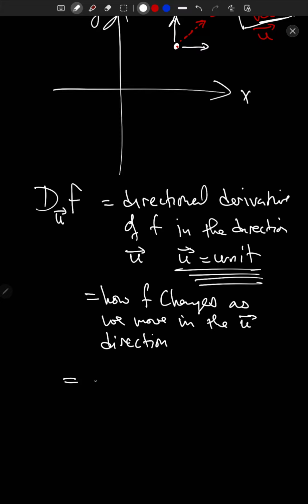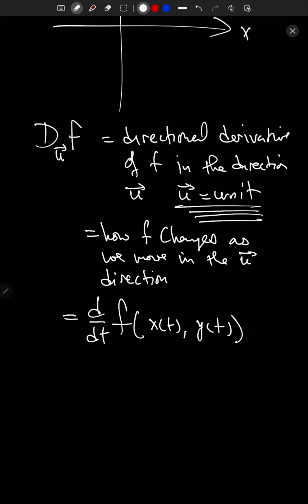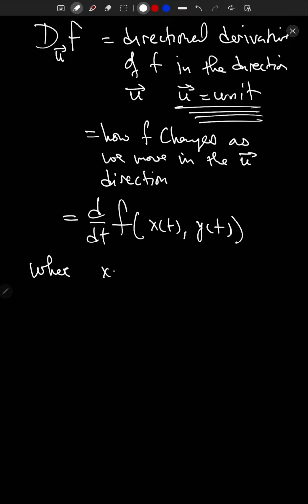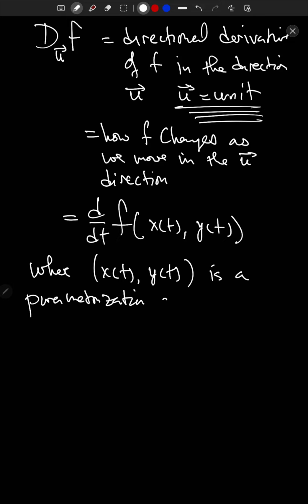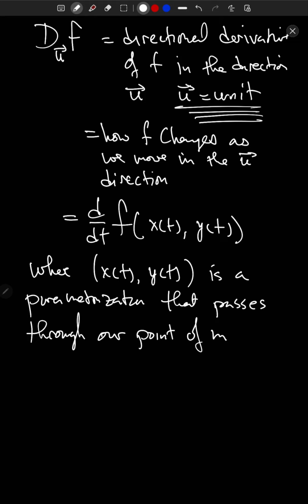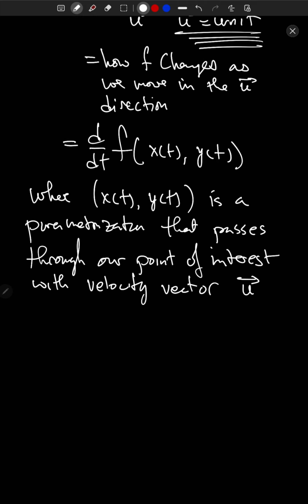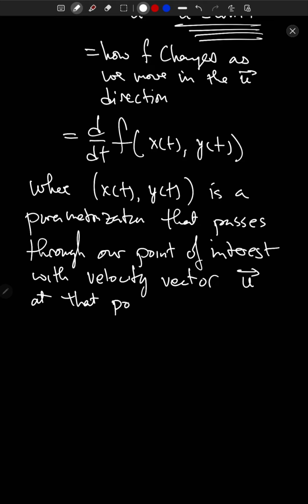Okay, and what is that? That's exactly d/dt of f of x of t, y of t, where x of t, y of t is a parameterization of a curve that passes through our point of interest with velocity vector exactly u at that point.